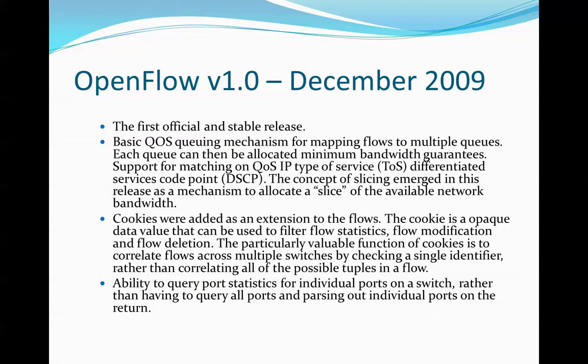Next, we see cookies were added as an extension to the flows. The cookie is an opaque value that can be used to filter your flow statistics, flow mods, and flow deletion. They can be queued and returned with flow expires. Instead of maintaining a lot of state on the controller, this makes it easier to allow applications running on the controller to take action based on what is in the cookie field. This comes in handy when you can correlate flows across multiple switches by checking a single identifier as opposed to correlating all the possible tuples in a flow.